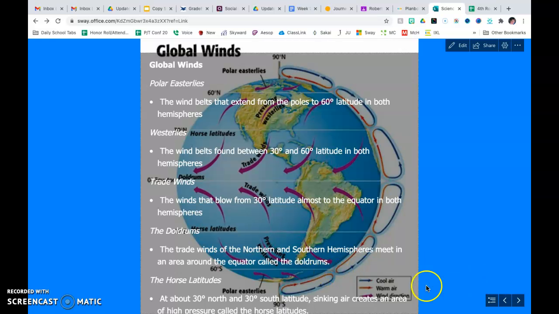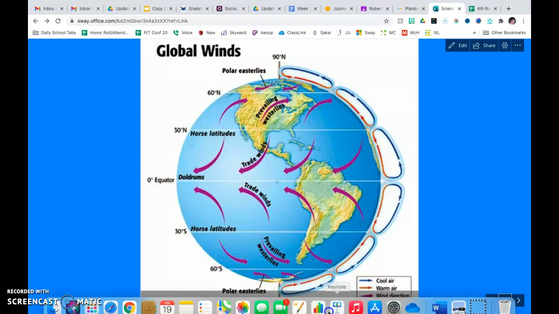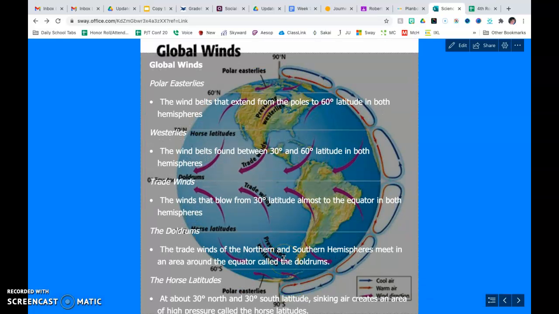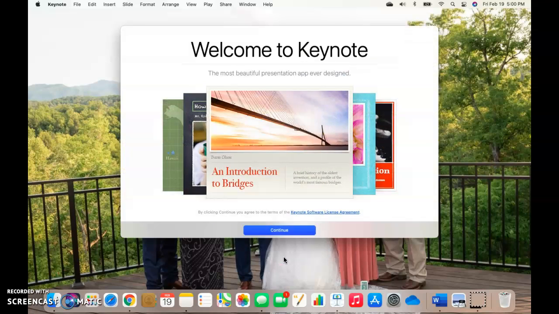And the horse latitudes at 30 degrees north and 30 degrees south, where you have the sinking air creating an area of high pressure.